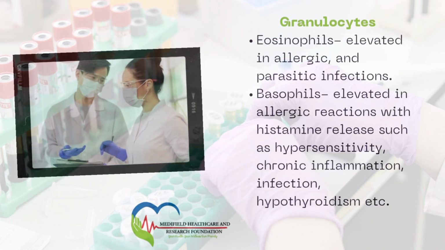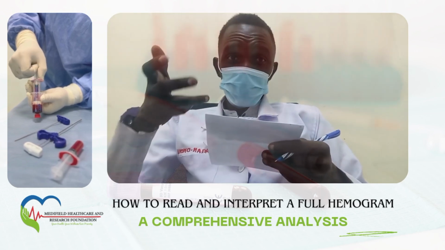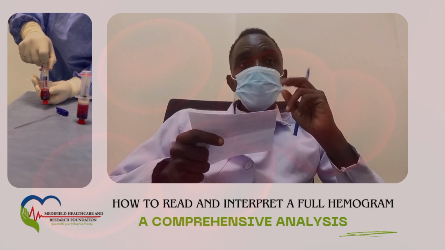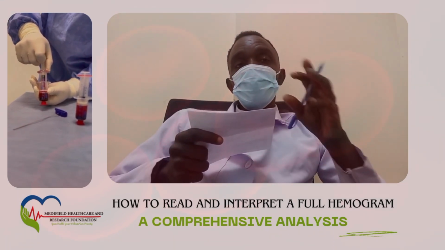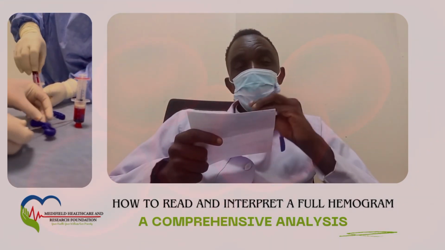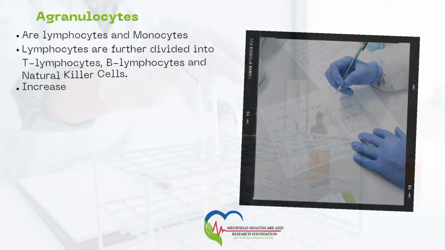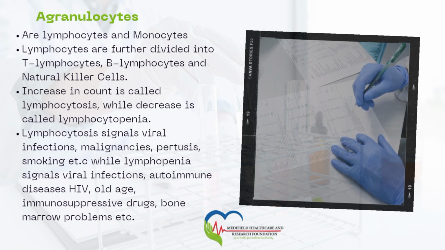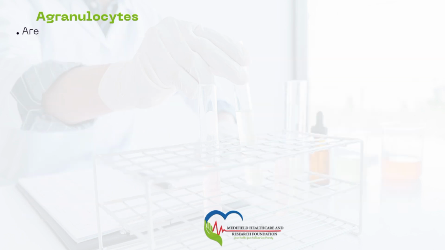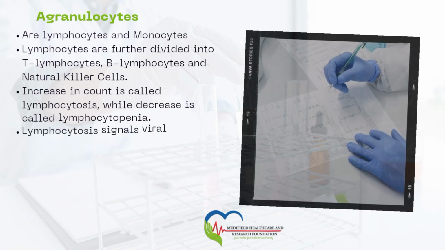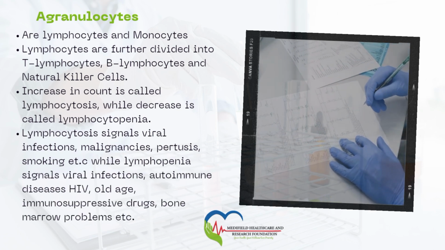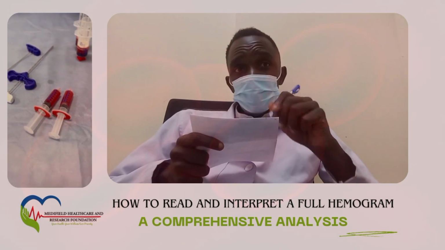The other types of white blood cells, of course, which are agranulocytes, are lymphocytes and monocytes. So let's start with the lymphocytes. There are three types: the B lymphocytes, the T lymphocytes, and the natural killer cells. The B lymphocytes are involved in production of antibodies, while the T lymphocytes regulate immune processes and kill abnormal and infected cells. The natural killer cells, on the other hand, attack viruses and cancerous cells in the body.